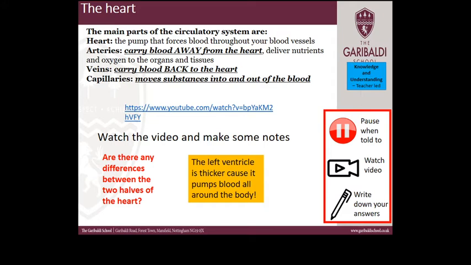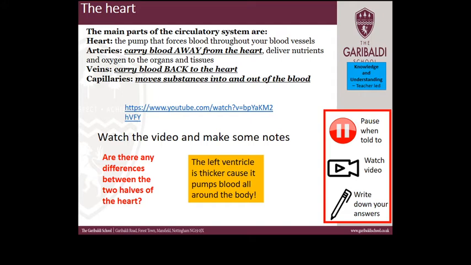The left ventricle is thicker because it pumps blood all around the body, whereas the right ventricle only pumps blood to the lungs. And you know where the lungs are located compared to the heart? They are right there. But think about it. The left ventricle has to pump blood from your heart all the way to your brain, to the tips of your toes. So the wall is thicker.